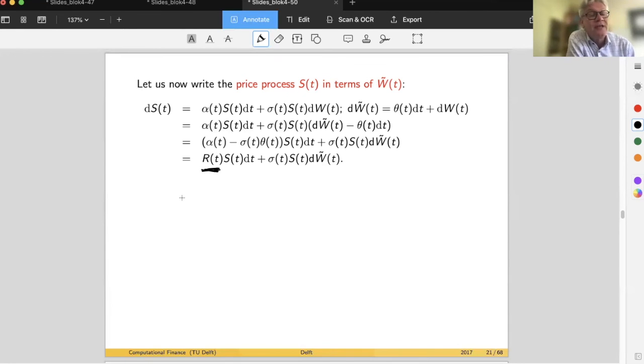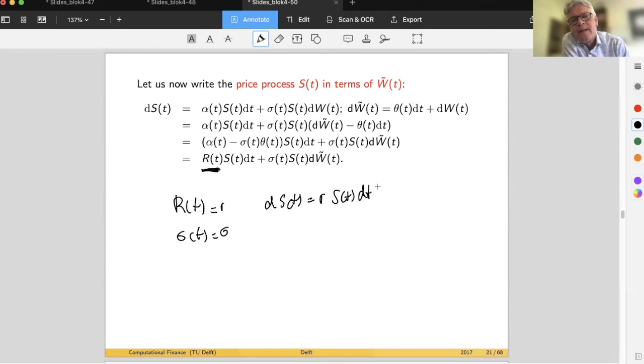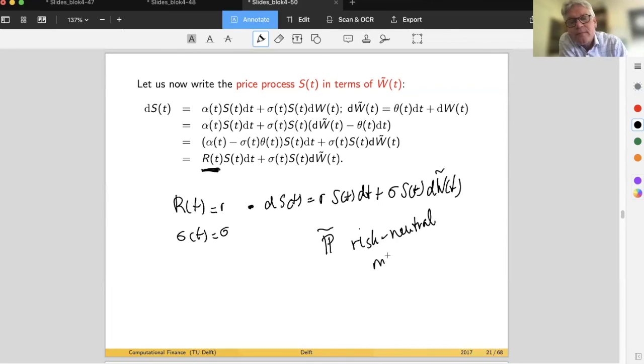And when we are in the Black-Scholes setting, where R_t is equal to small r, and sigma_t is replaced by sigma, we see that we have dS_t is r S_t dt plus sigma S_t dW tilde_t. And this is a very familiar form that we will see later on. It is the price process under the new measure, under the measure P tilde, and we call that the risk-neutral measure. So under that measure, we will see that we are dealing with martingales.